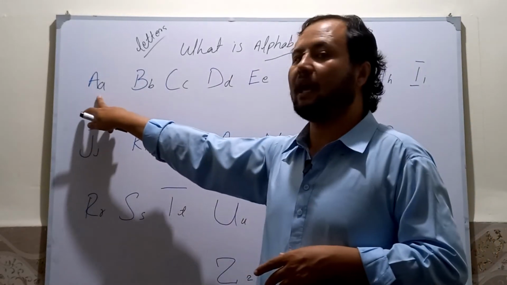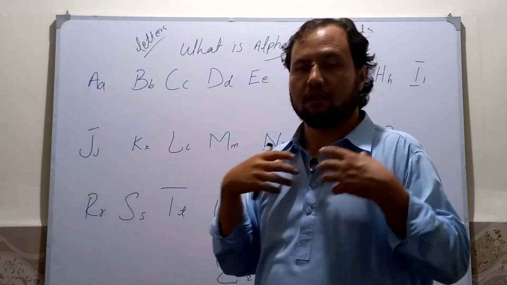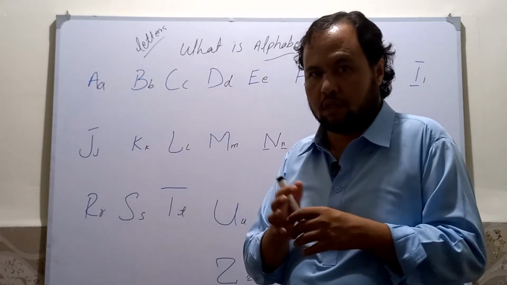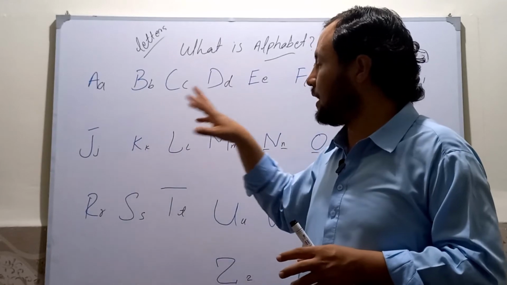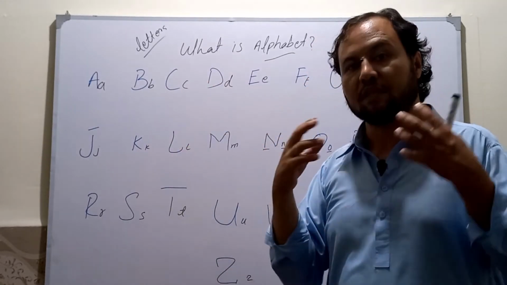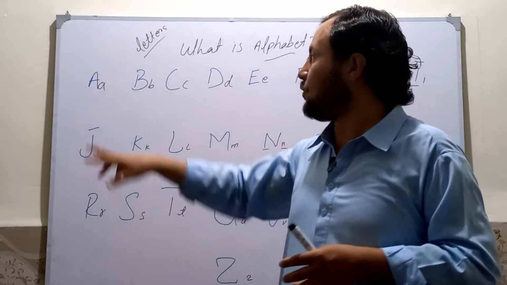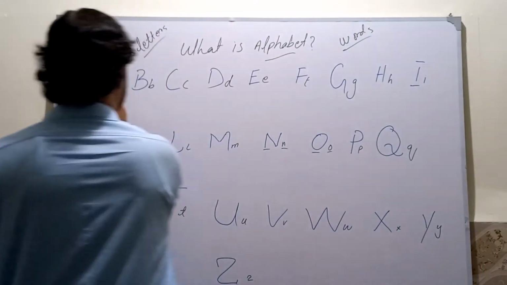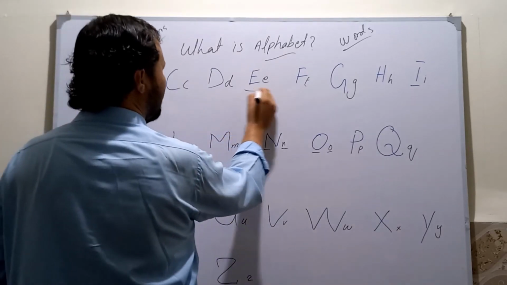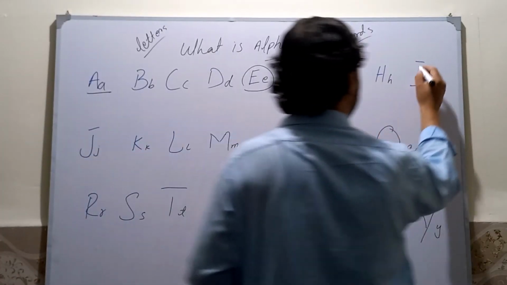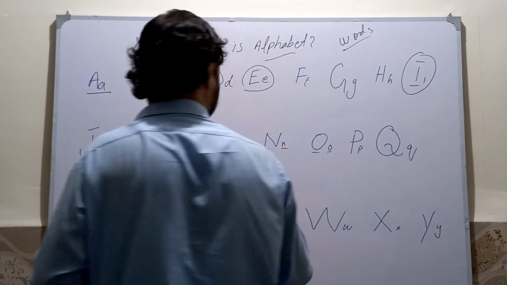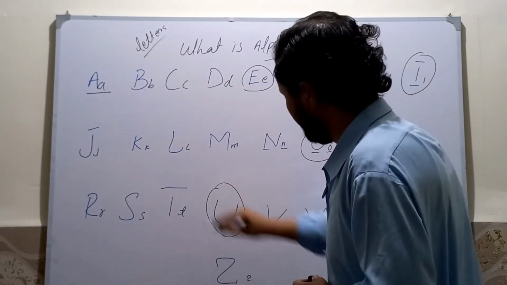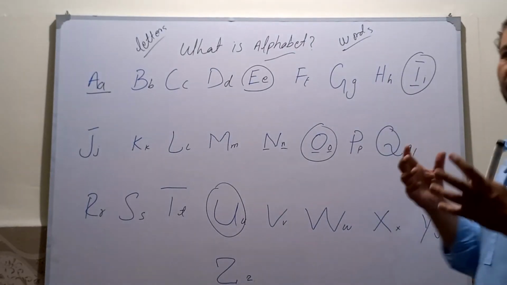Now see, A. When the sound comes directly from our lungs and throat, when we pronounce a letter and the sound comes out directly, we call it a vowel. So there are 5 vowels in English: A, E, I, O, U.